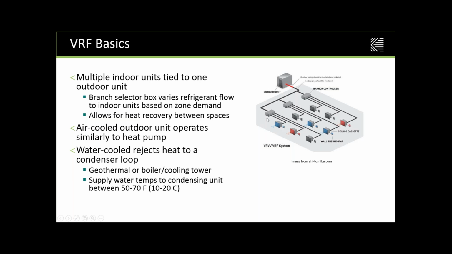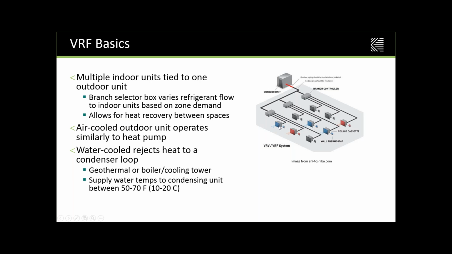Our refrigeration cycle operates such that if a zone needs cooling, we accept heat from the zone and then we reject it outside. Likewise, if a zone needs heating, we accept heat from outside and reject it indoors. However, where we gain efficiencies in a VRF system is the ability to move heat around our building in the refrigeration cycle without using the compressor to reject all of it outdoors.